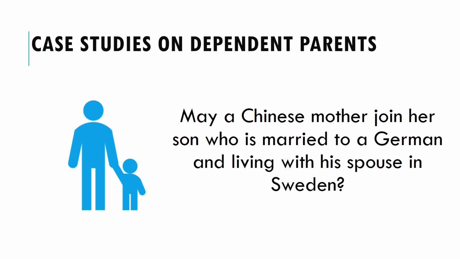Free movement applies because the German spouse has moved to another member state and is residing there. Mrs. Jia can be regarded as a dependent family member of an EU citizen, and she is therefore entitled to apply for a residence permit and join her son in Sweden.